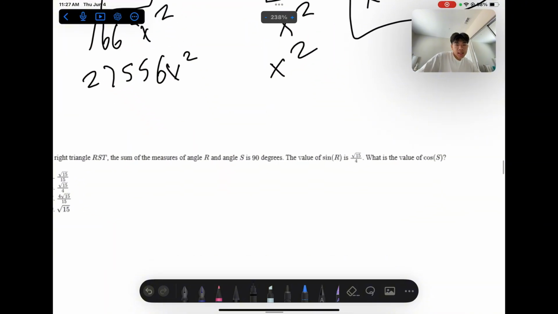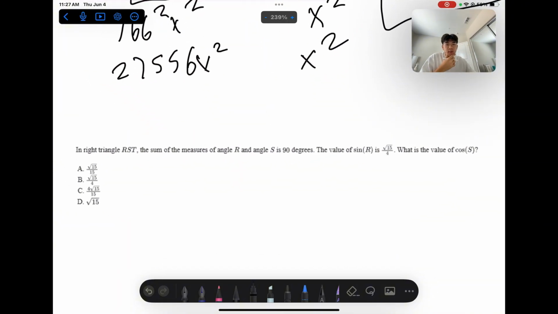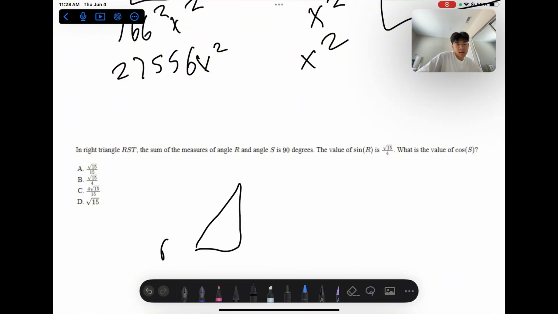Let's look at this one. Alright, when you encounter these types of questions, you should be drawing it. Okay, so in the right triangle RST, the measures of angles R and S are 90 degrees. Okay, right off the bat, we know that if the measures of angles R and S are 90 degrees, then T is the right angle. So I'm going to just draw that first, like this, R, S, T.